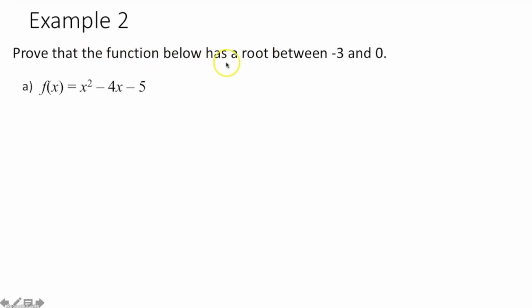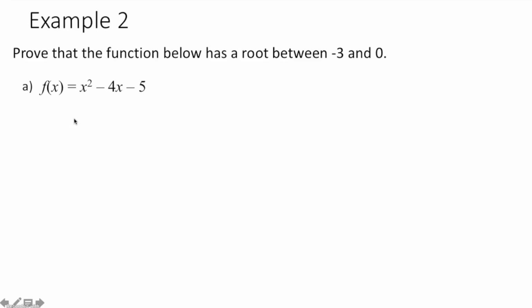We want to prove that the function has a root, meaning that y is equal to 0, meaning that we have an f of c equal to 0 at some point on the interval from -3 to 0. So we have a closed interval, we have an f of c value of 0. All we have to do now is verify that we can use the intermediate value theorem.